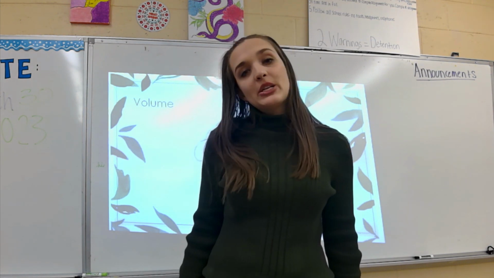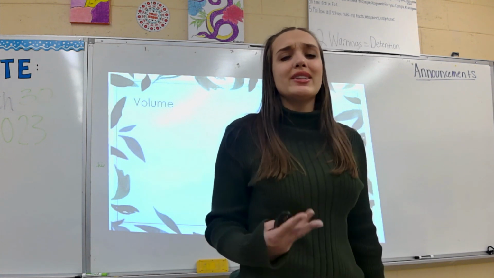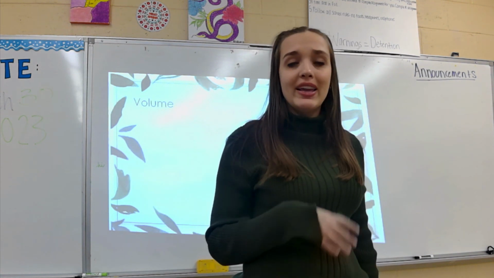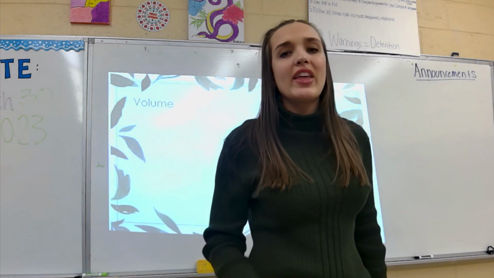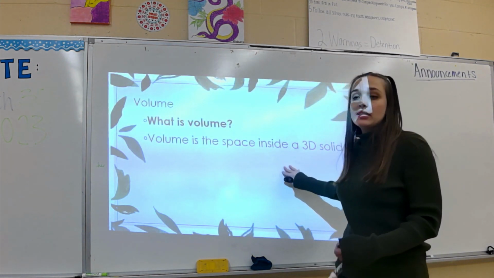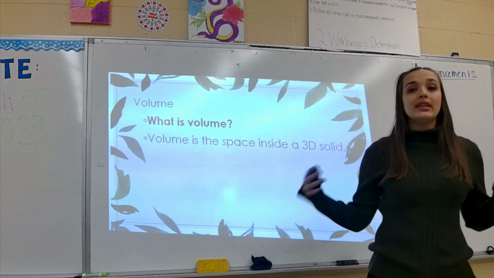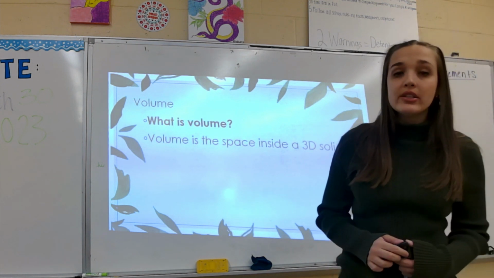Today we're going to be going over volume, and as always, it's very important to know what volume means before we apply it and figure out how to solve for it. For a definition, volume is the space inside of a 3D solid. So inside our 3D shapes, that is the volume that we're trying to calculate.